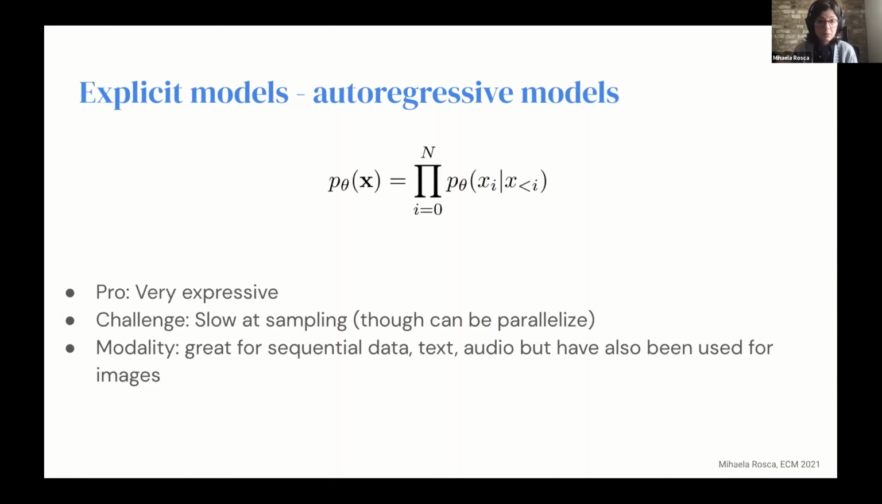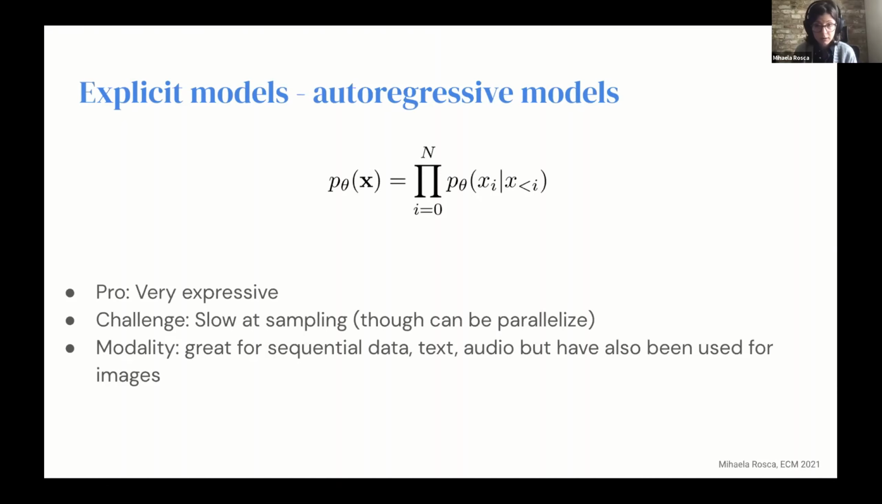And one explicit model that is especially popular on, let's say, text data is what we call autoregressive models, that use the product rule of probability. So they say, well, the likelihood that I see a particular image is the likelihood that I see the first pixel, times the second pixel given the first pixel, times the probability that I see the third pixel given the first two, and so on.